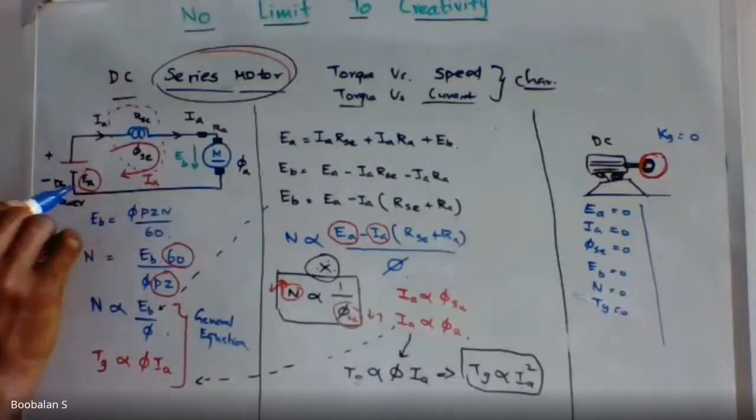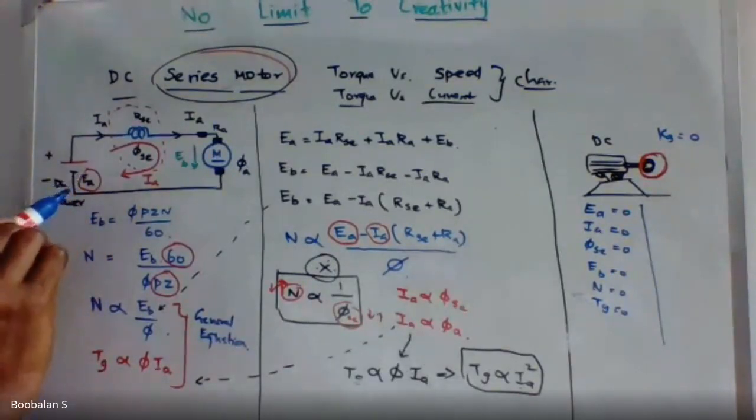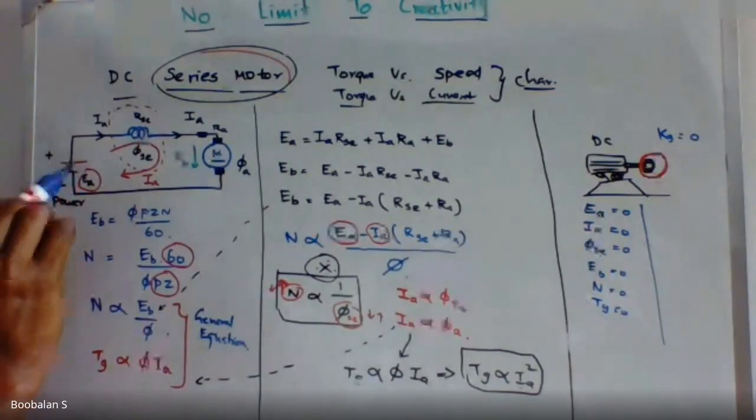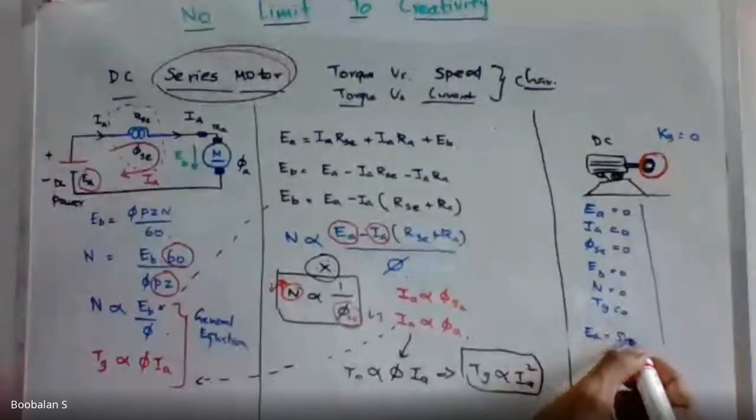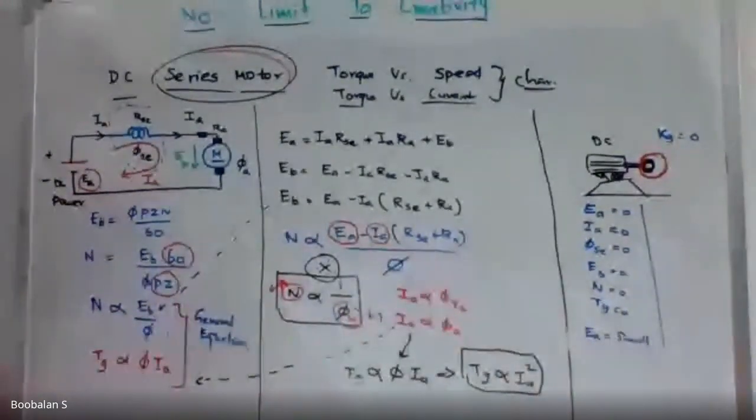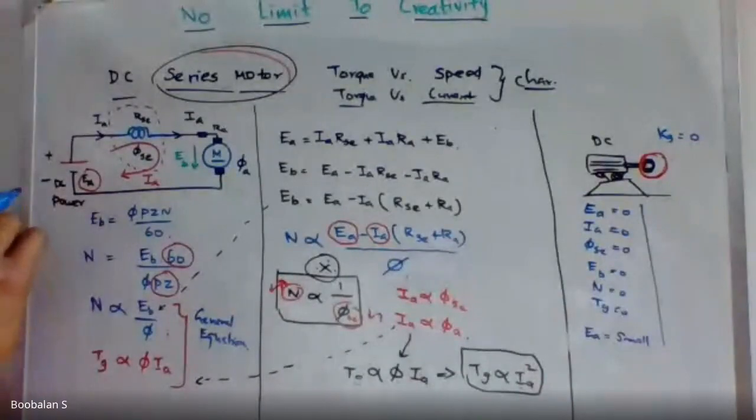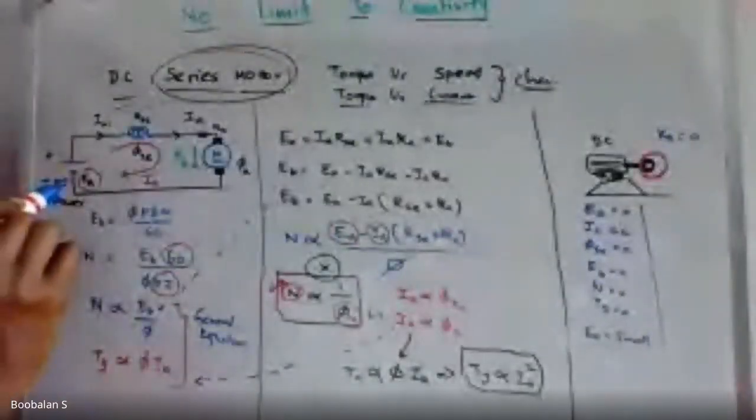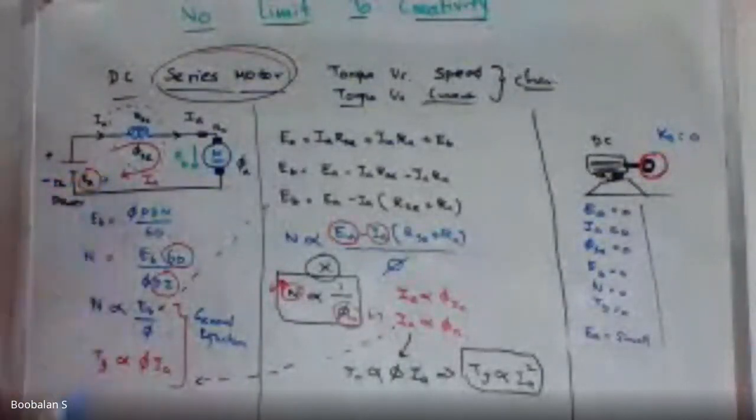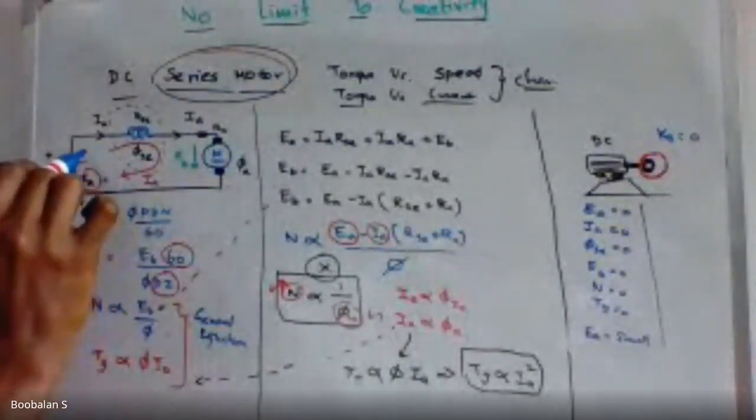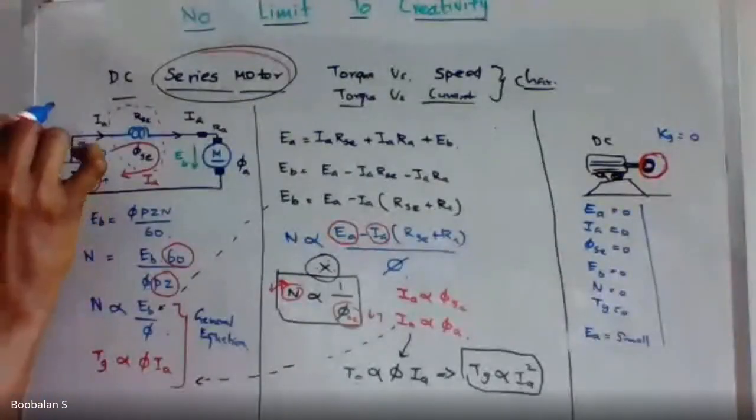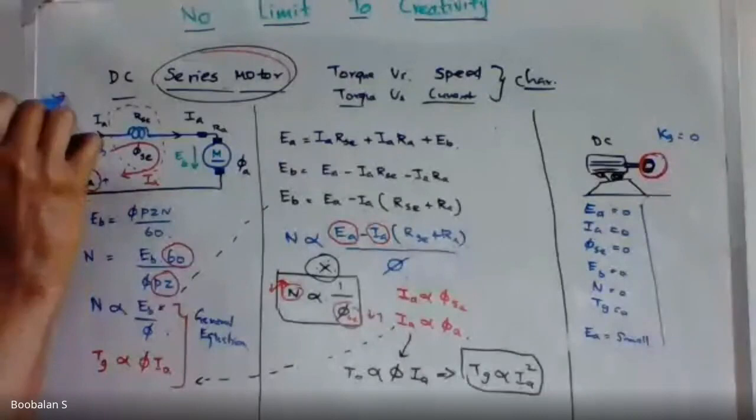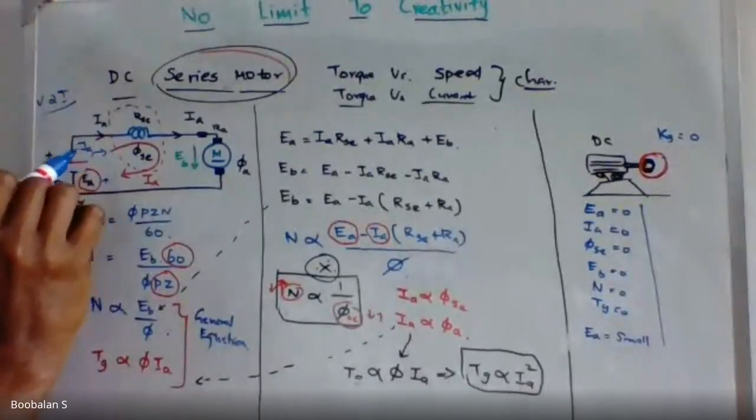Now I'm just going to apply a small voltage, because I'm going to start the motor. I'm going to increase EA a little. Listen carefully. Initially everything is zero, nothing wrong, right? I start the motor with a very small voltage. A small voltage will introduce a small current, am I correct? By Ohm's law, V is directly proportional to I.